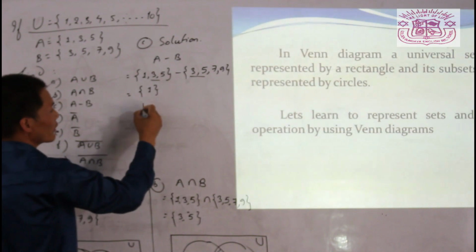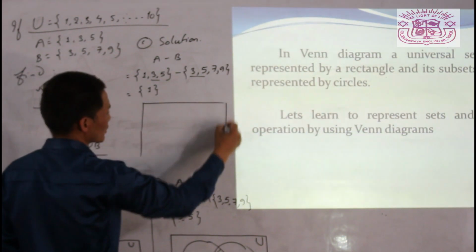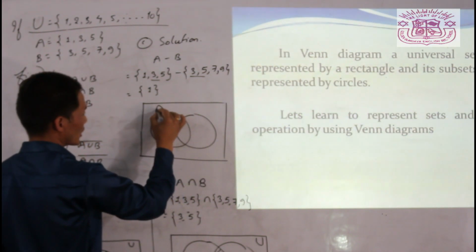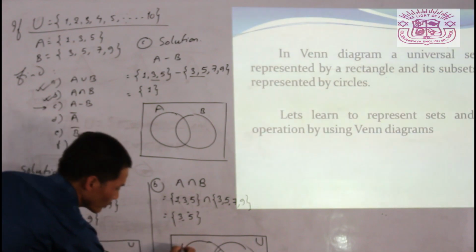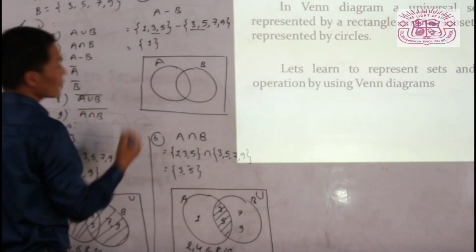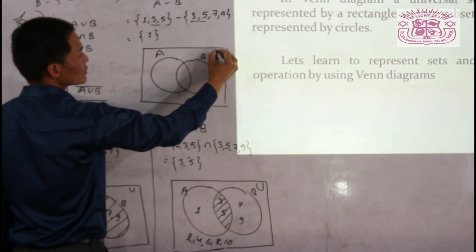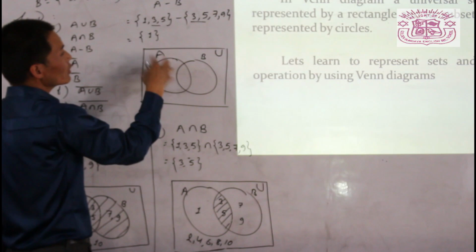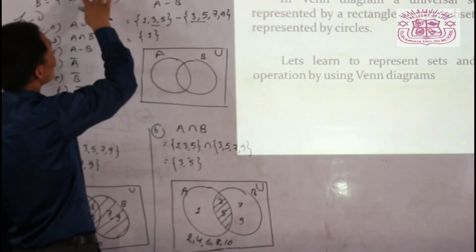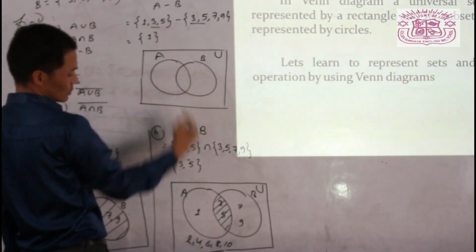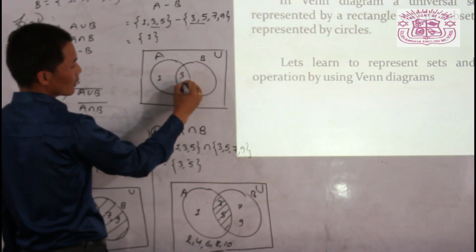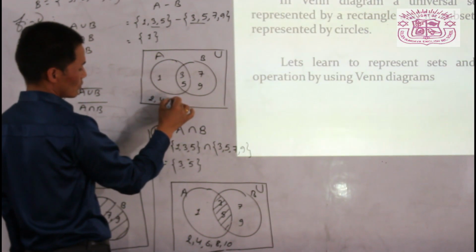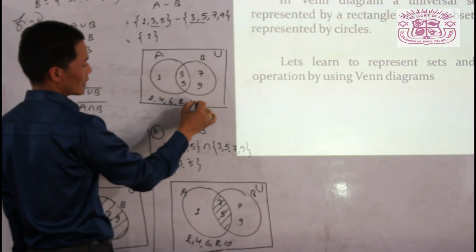For this, how to make the Venn diagram? Make the rectangle, 2 circles, A and B, and write the names A and B. We write capital U here. One thing: you need to write the elements in small letters if the sets are named ABC. Here we have 1, 3, 5, 7, 9, 2, 4, 6, 8, 10.